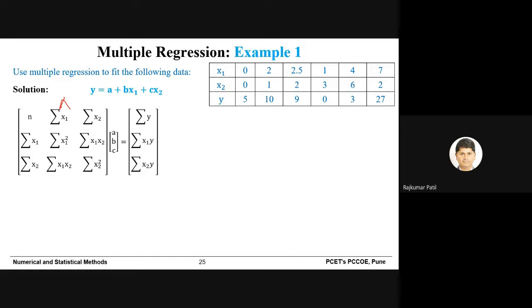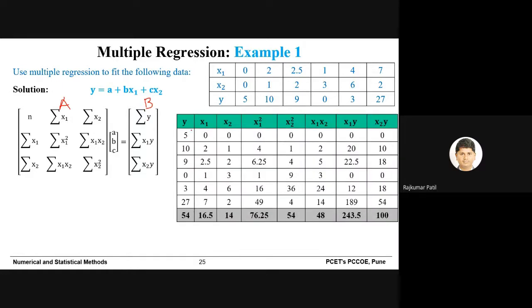Now what we will do, we will carefully prepare a table so that we will get the values for matrix A and matrix B. Okay, so let's go ahead. So in column number 1, you will see the values of y, 5, 10, 9, 0, 3, 27. In column number 2, you will put the values of x1, 0, 2, 2.5, 1, 4 and 7.